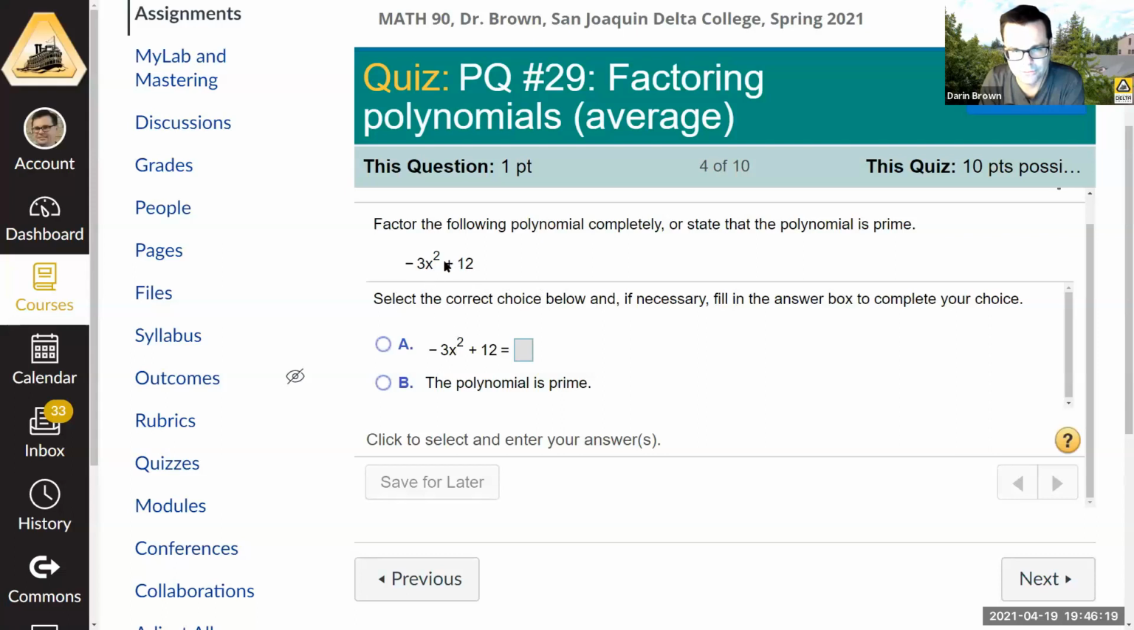All right, go ahead and look at this. Now be very careful on this one. There's actually a couple steps here. So go ahead and factor this and make sure that you've factored it completely.